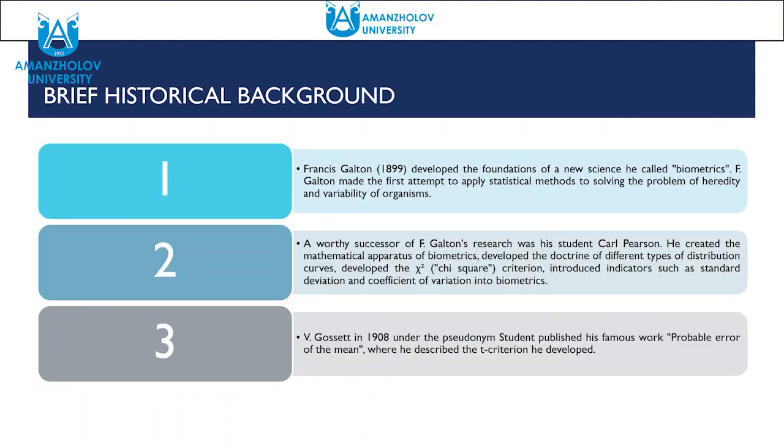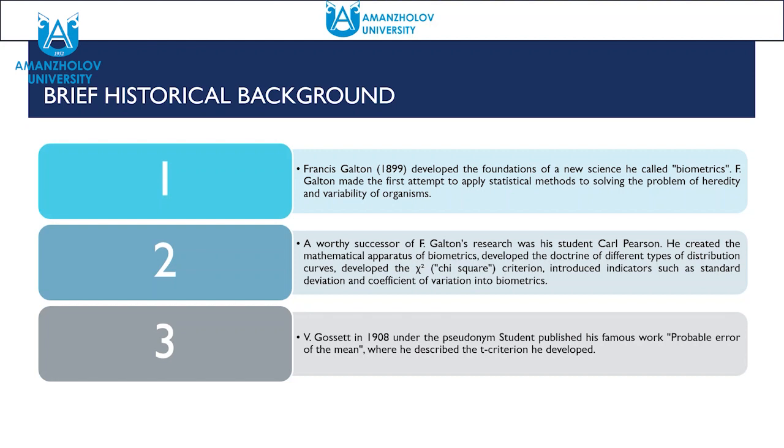A brief historical background. In biology and ecology, the use of mathematics began much later than in physics and chemistry. It's true. For a long time, biological sciences developed on the basis of only a qualitative analysis of phenomena. The need for quantitative analysis became clearly understood only at the end of the 19th century. Francis Galton developed the foundations of a new science he called biometrics.